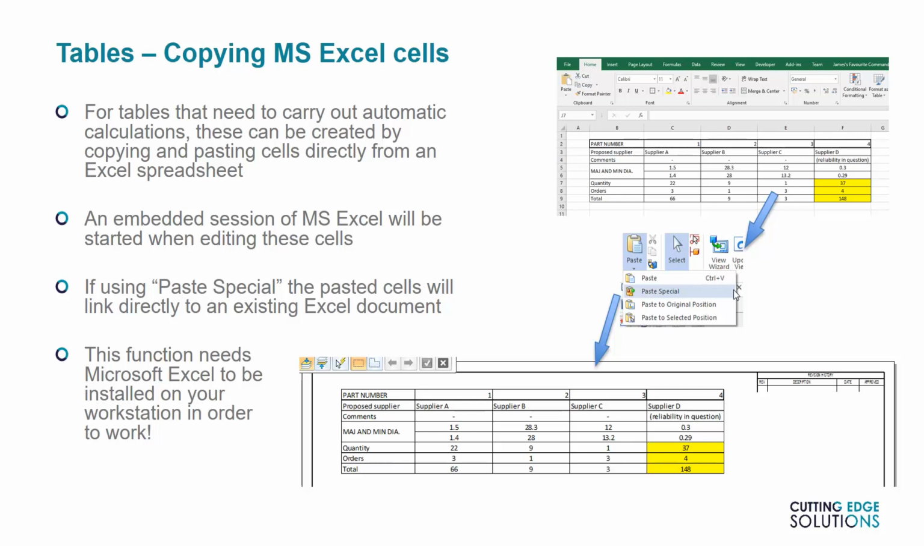However, what you can do is copy cells from an Excel document straight into a Solid Edge draft. All you need to do is copy and paste. When editing these cells, a version of Excel will open up inside Solid Edge, allowing you to edit your table with MS Excel capabilities. If you use Paste Special, you can also copy cells with an existing spreadsheet link, meaning that when the spreadsheet updates, so does your Solid Edge draft document.